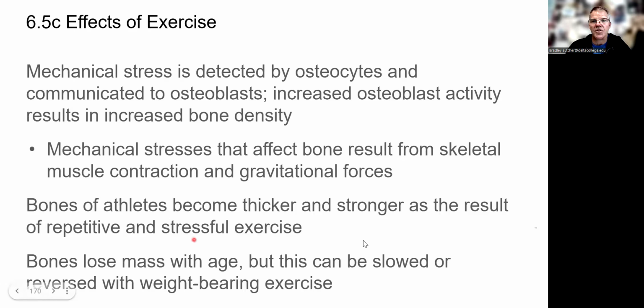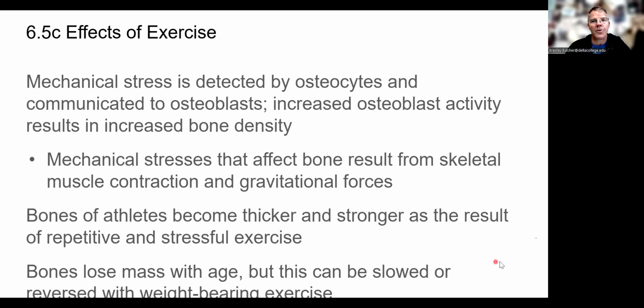And that's really important. Jumping and running and lifting heavy stuff puts that healthy stress on our bones and it builds stronger bones. That's good because as we get older, our bones lose mass with age, but we can slow that down with weight-bearing exercise. So start that now when you're young. And then when you get to be my age, hopefully you'll have stronger bones.